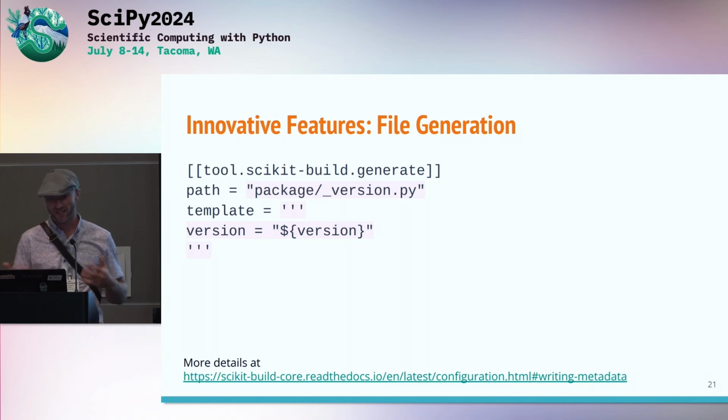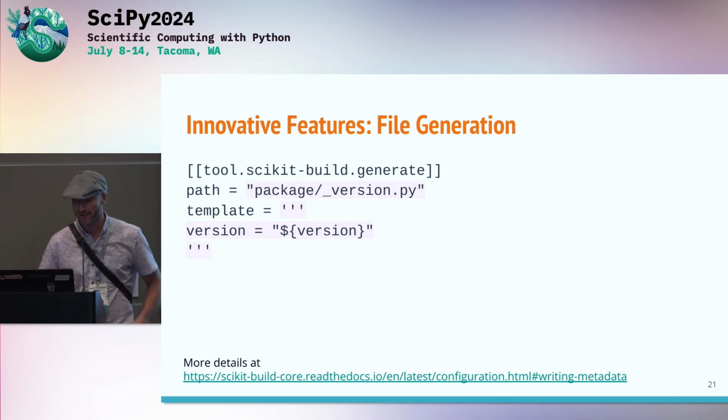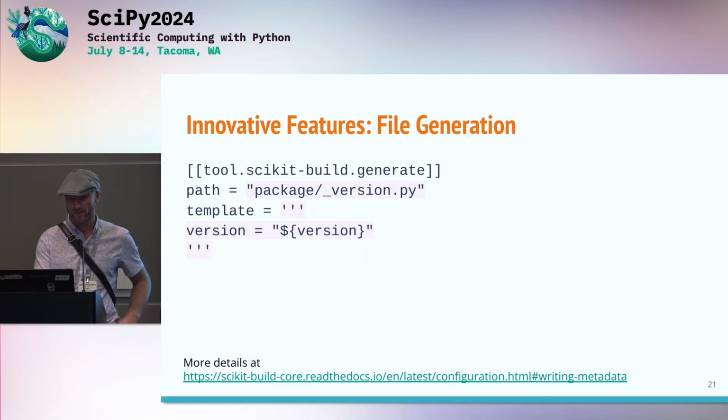Another feature is file generation. Here is a simple example of what you can do. Here we have the version file we want to generate, and then the template, and the version between the ${version} brackets is the actual version that's specified in your metadata.